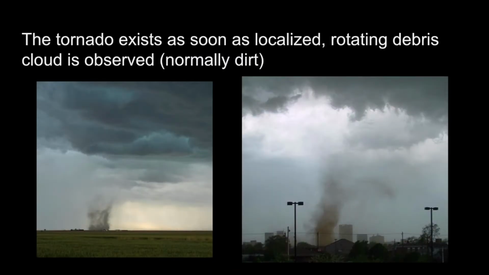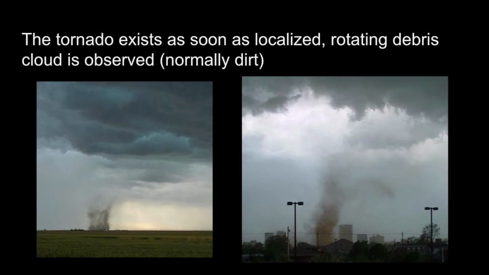I want to point out that tornadoes exist as soon as dust is rotating on the ground or any other debris. Sometimes in an urban environment, you might see leaves and shingles or something like that. And both of these count as tornadoes, albeit two different kinds here. So these are tornadoes despite not looking like tornadoes. They are localized, rotating, violent columns of air.